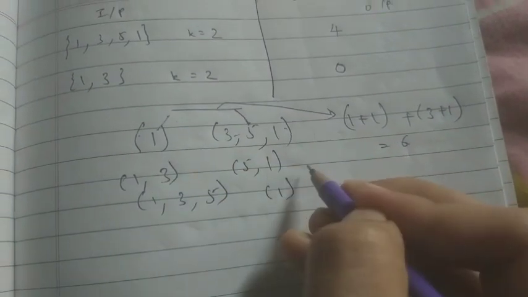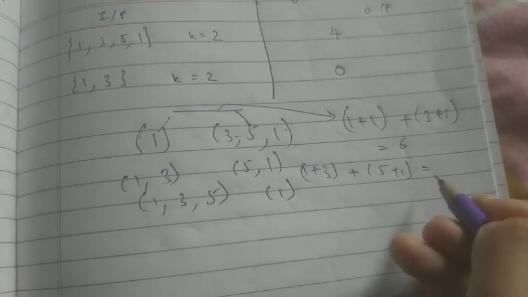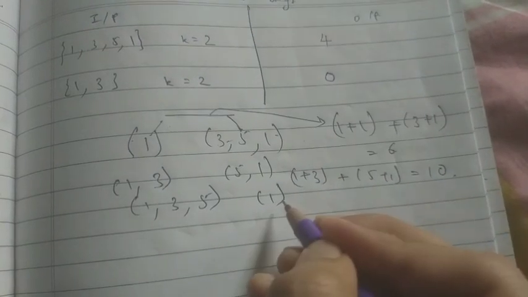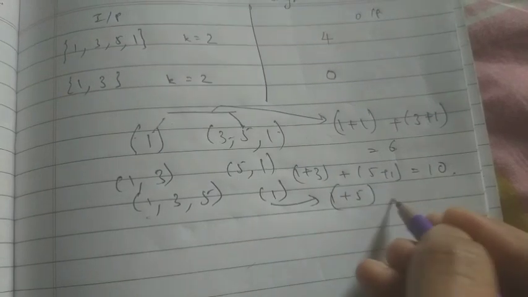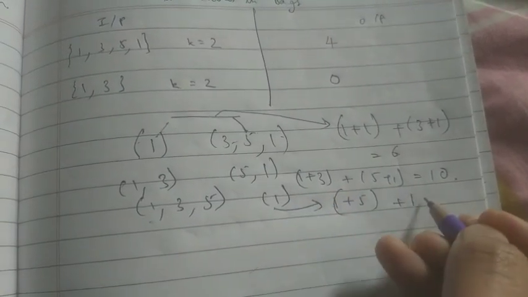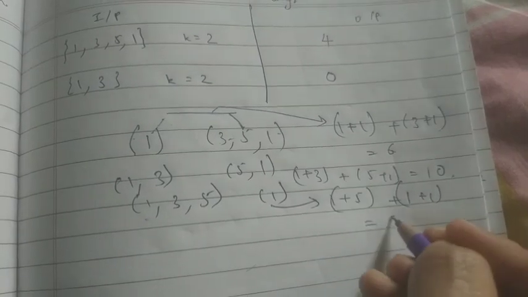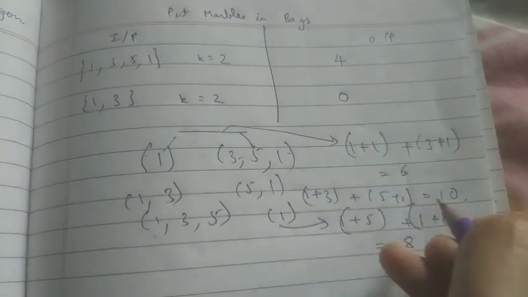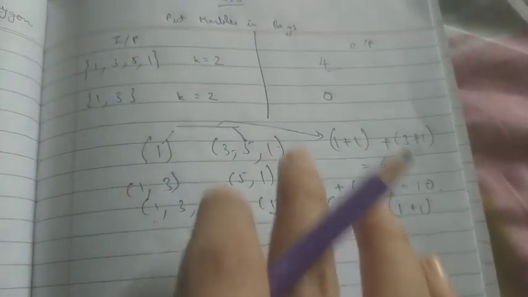For this it will be 1 plus 3 plus 5 plus 1, that is 10, right? For this it will be 1 plus 5 plus 1 plus 1, that is 8, and we have to find out the difference between the maximum and minimum score. So that is 10 minus 6, which is 4, right? So this is what basically the logic says.